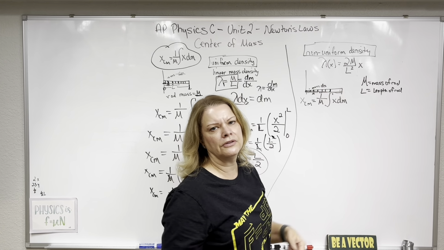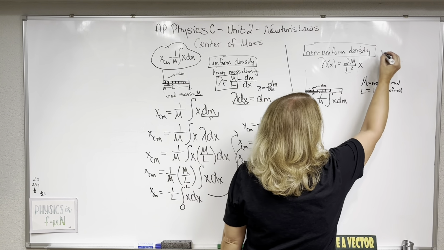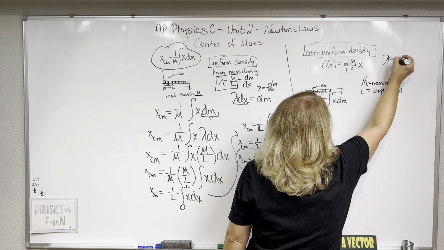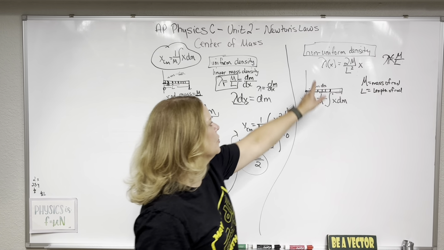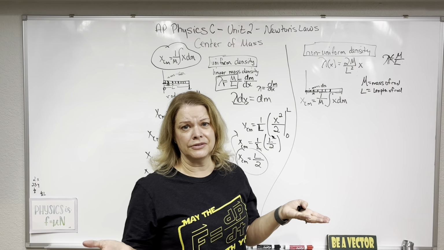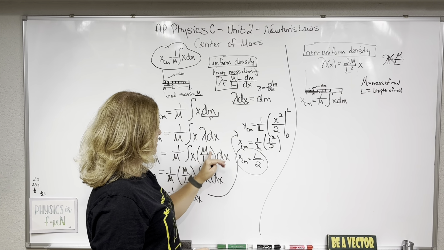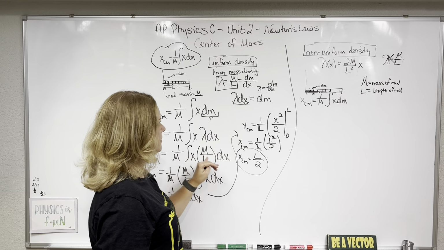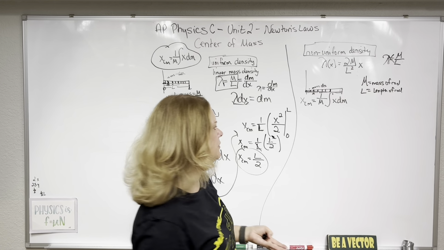So you can expect that center of mass to shift to the right. We still have the same issue, but now lambda is not equal to mass over length anymore. It's equal to this equation. Then you do it exactly the same. Instead of putting the mass of the rod divided by the length of the rod in for lambda, we're going to put this expression in for lambda. But you do it pretty much exactly the same way.